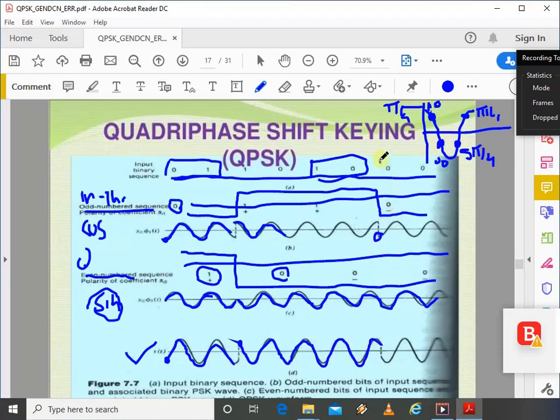Whereas the last dibit is 00. For 00 we usually use a 3 pi by 4 phase shift. It is to start from this point. Please just remember that. It is starting from this point, that is 3 pi by 4, 135 degrees. So it starts here, 1 cycle, then 2 cycles. This is how the resultant QPSK signal will be a single carrier with different phases. This is 5 pi by 4, this is pi by 4, this is 3 pi by 4. This is how the QPSK signal contains a single carrier with multiple phases.